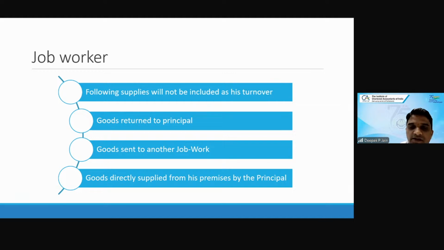Job worker means a person who takes the goods of others and does some job working activity, which means he does some small activity related to the main product. Like if you have to do steel rolls and you have to do some activity of, say, welding in it, and you do not have welding as a manufacturer, you will give it to this job worker. He will do this welding activity and he'll give it back to you. So he is a job worker.